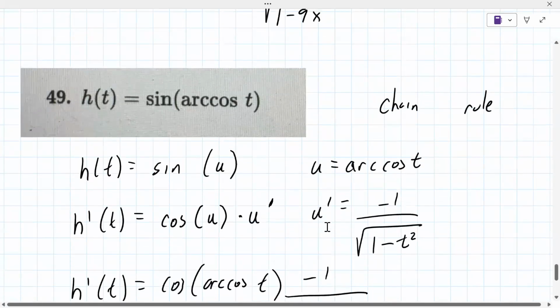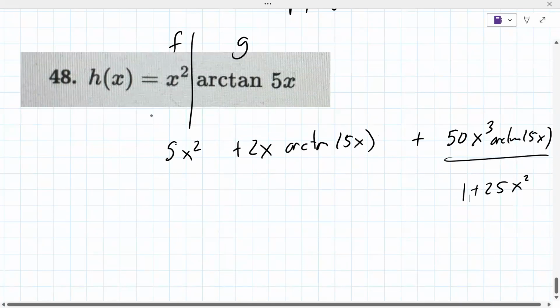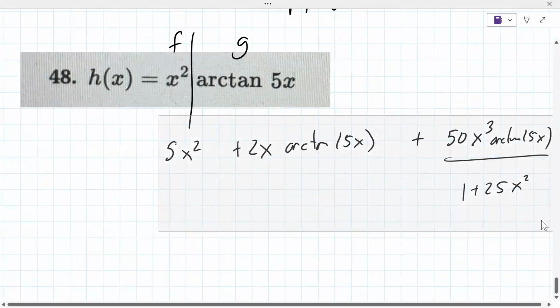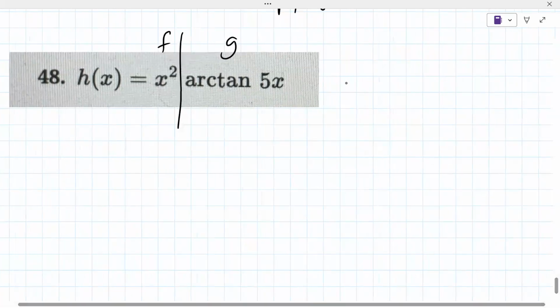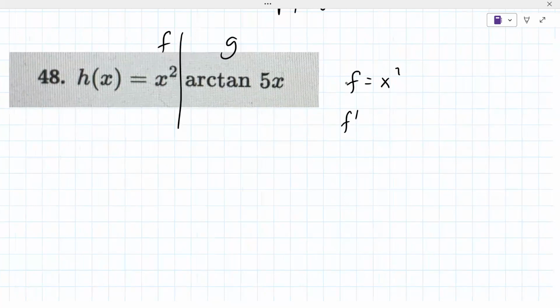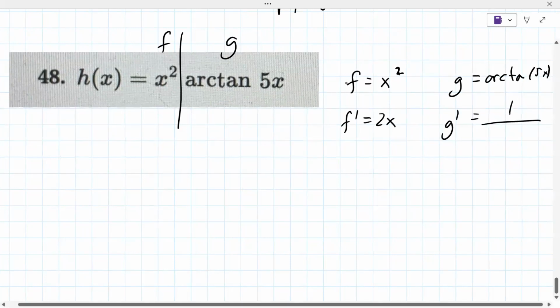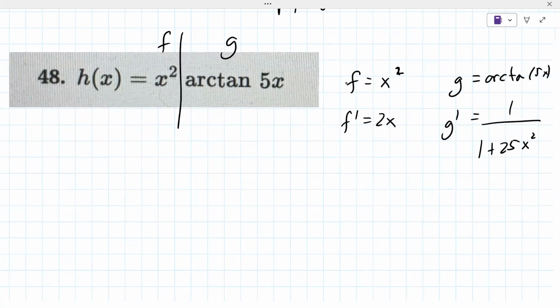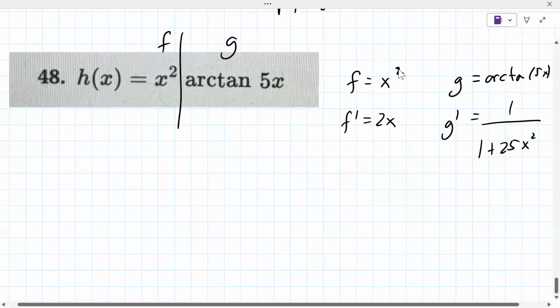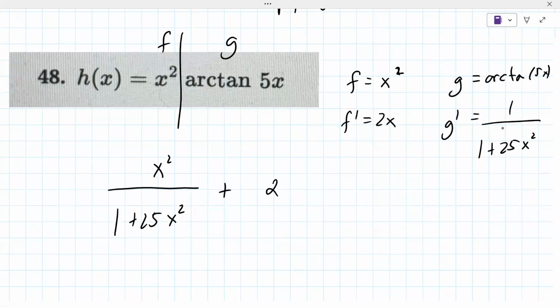Let me just work this out here, because I want you to see that the way they're going to expect you to do it on the exam is not some complex algebra. They're just expecting you to fit the pieces together. So G prime is, like you said, 1 over 1 plus 25x squared. So you're just pairing these up, like x squared times that. So x squared over 1 plus 25x squared plus, product rule, 2x arctangent of 5x.